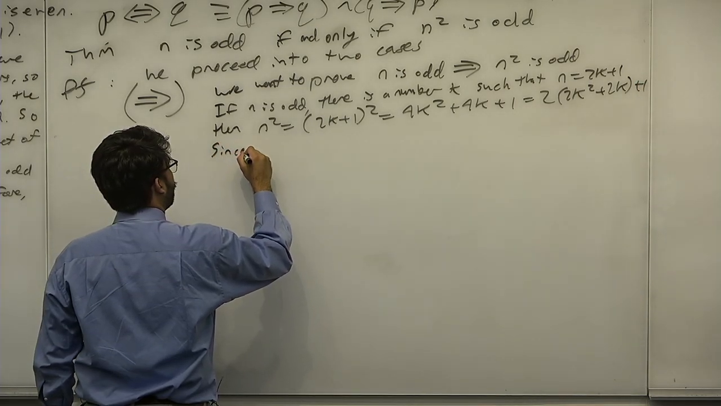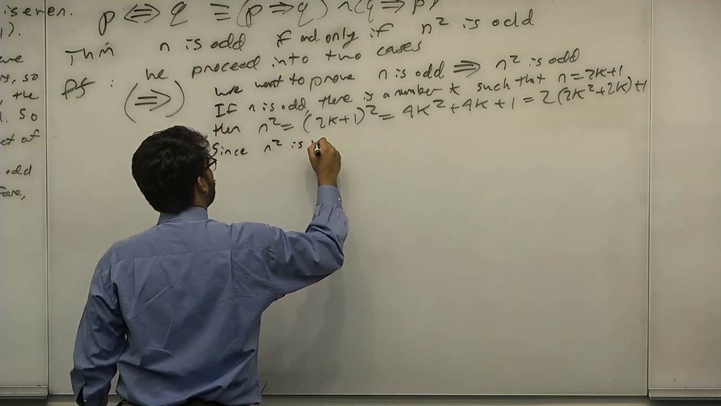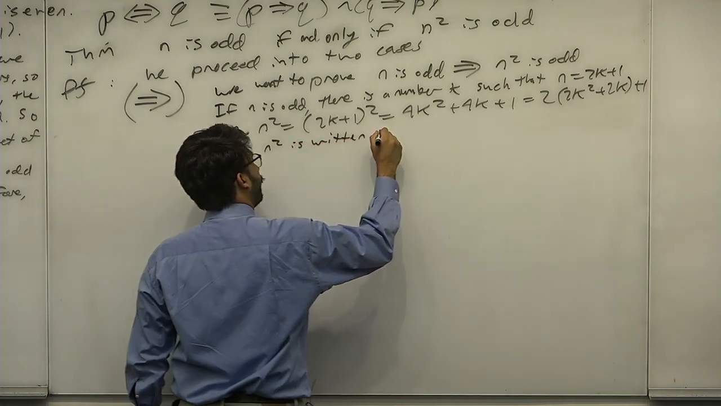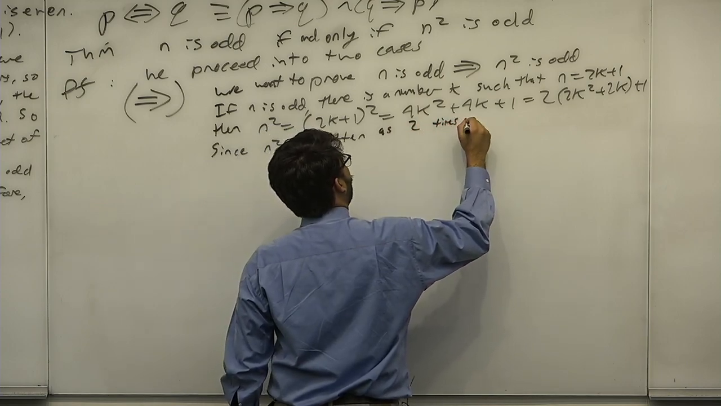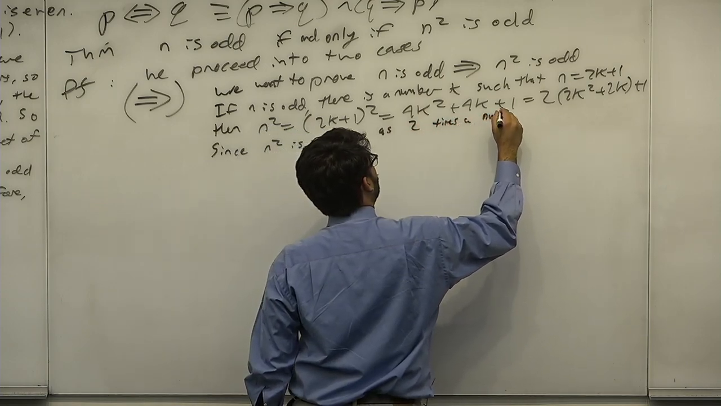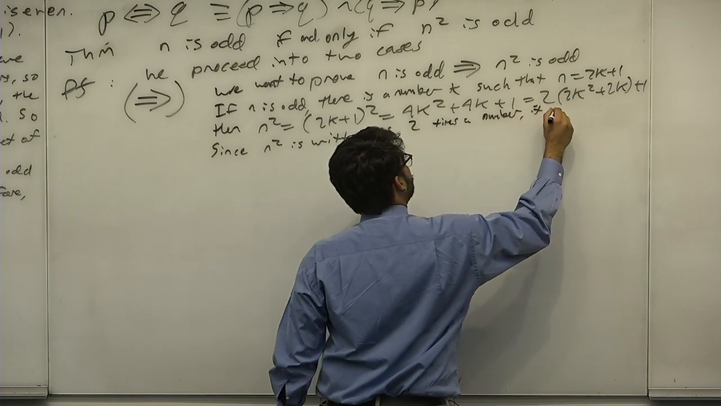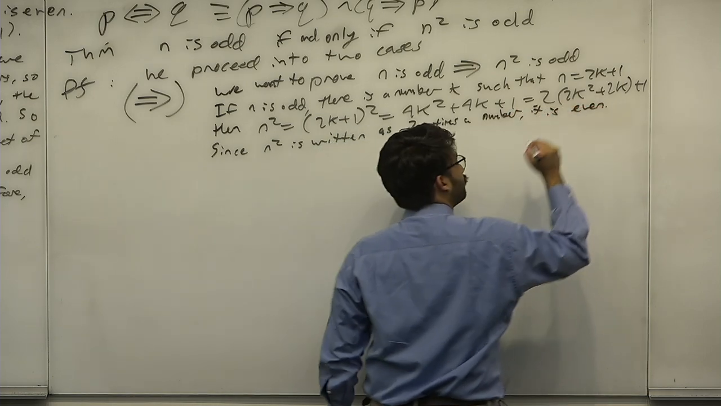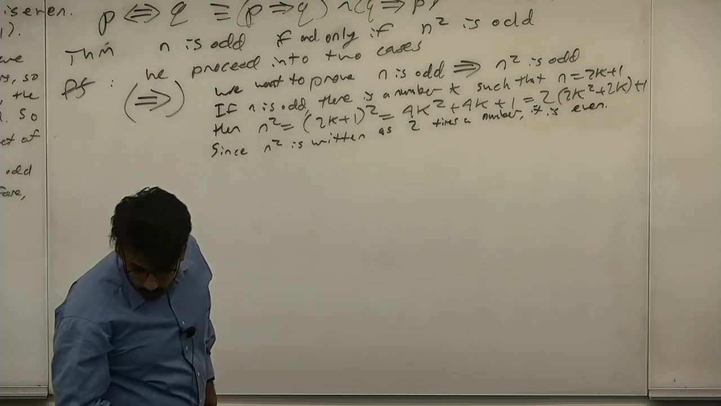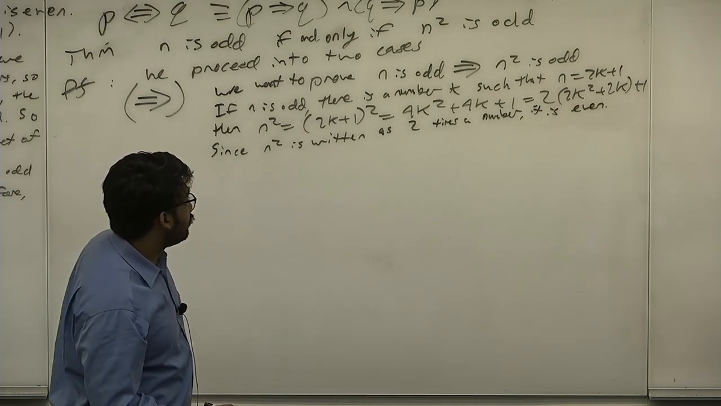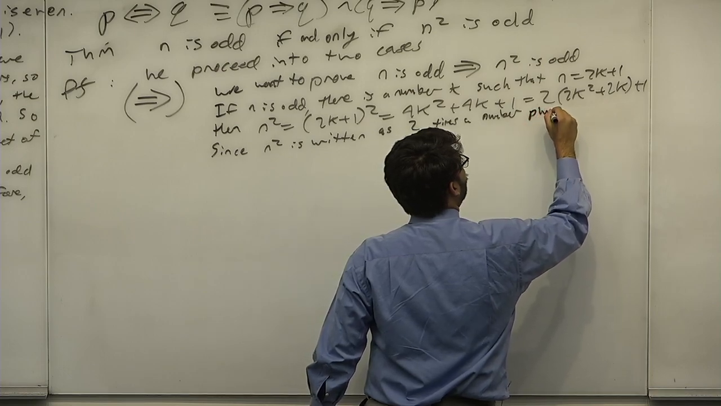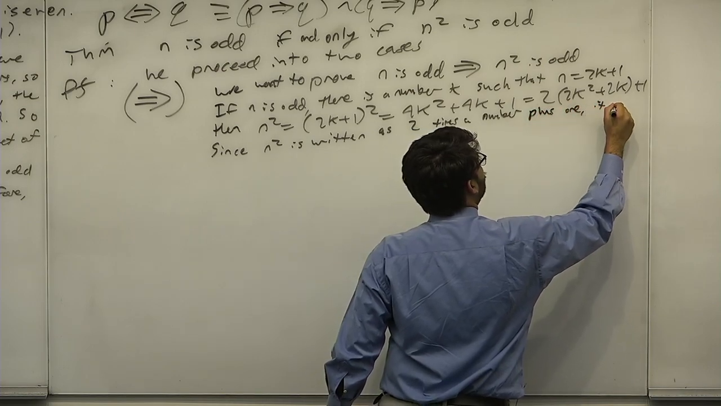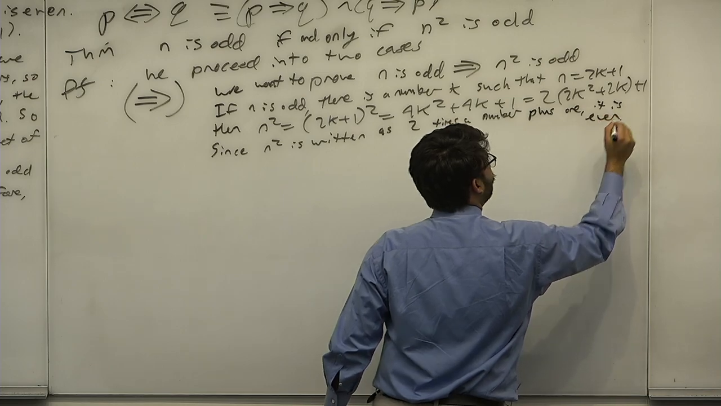Since N squared is written as 2 times a number plus 1, it is odd.